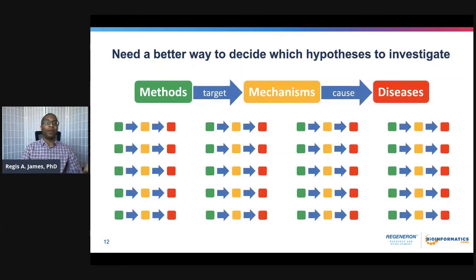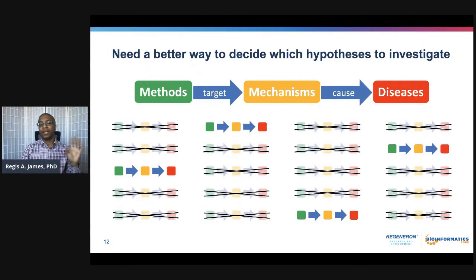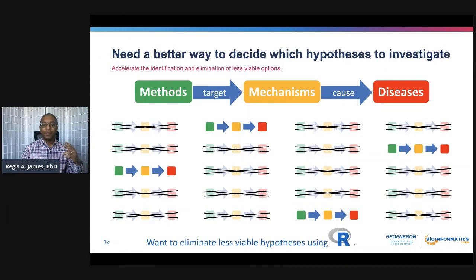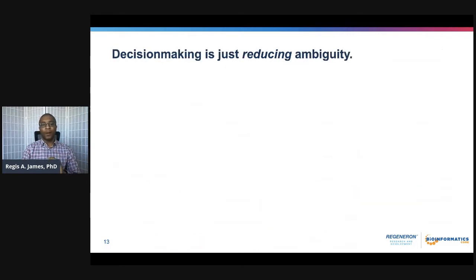So what we actually need is a better way to decide which hypotheses to investigate and which ones are not sufficiently causal and addressable that they would be able to make it through the pharmaceutical pipeline within a given pharmaceutical company. And we need to accelerate the identification and elimination of these less viable options. There are many tools of choice that we can use, but we in this conference are experts in the use of R to address these types of problems, so we want to try to eliminate these less viable hypotheses using R.